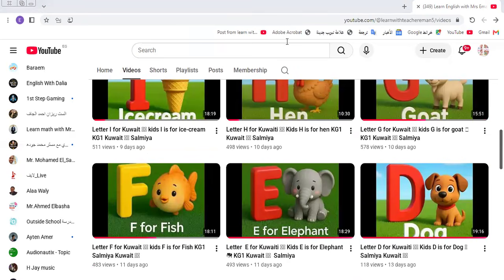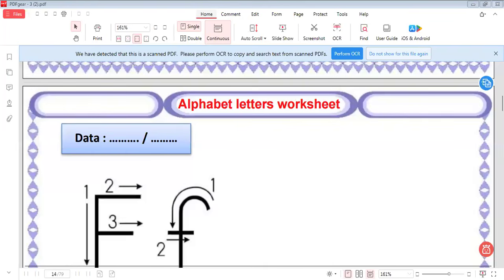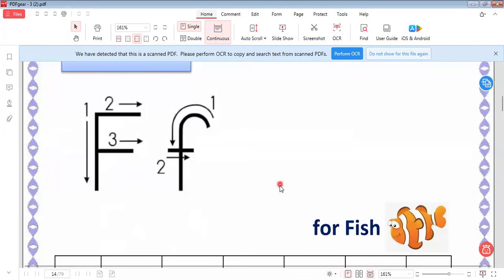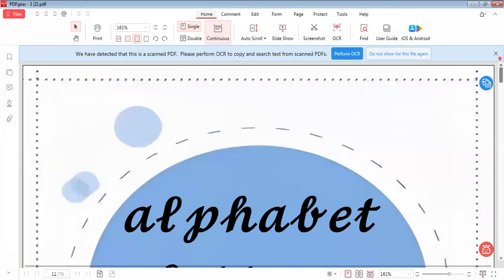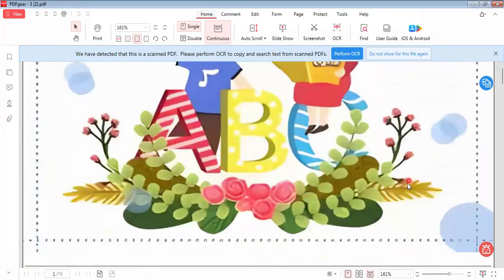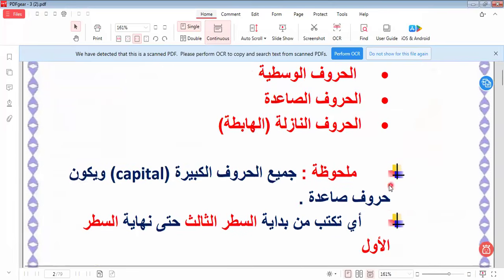Let's go to our lesson today. I will make a review of the alphabets. Here we have capital F and small f. F for what? F for fish. So I would like to start the letters from the beginning to remind you of the letters that we learned before.